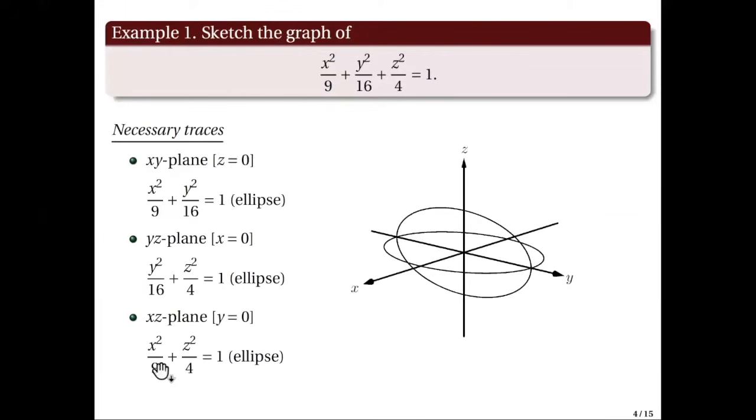We measure root of 9, that is 3 units on x, which we actually have here. So this point and this point. And the square root of 4, that is 2 units on z. So we have this point and this point. So using those 4 points, this is the ellipse located on the xz plane. This is an enough skeleton for the ellipsoid with the given equation.